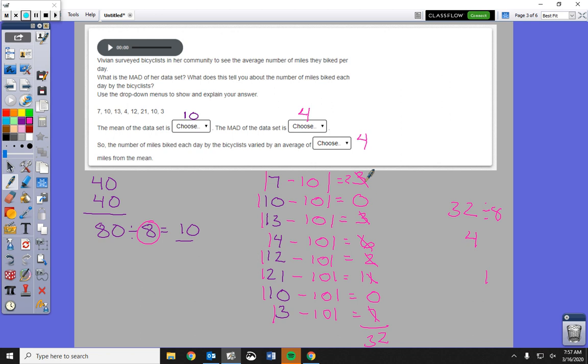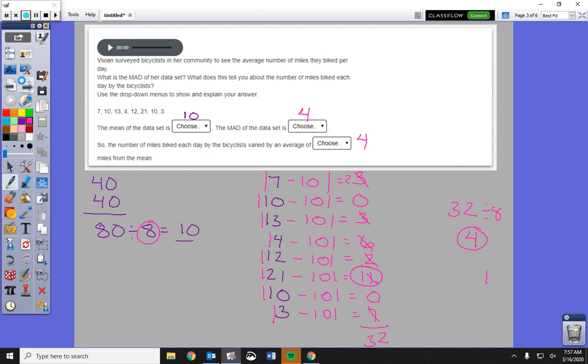Now, if we take a look, does that mean everybody is 4 miles from the mean? No. Look, we have 3, 0, 3, 6, 2, 11, 0, 7. Actually, nobody was exactly 4 miles from the mean, but it's the average. And again, the person who biked the most, 21 miles, deviated 11 miles from the mean. Doesn't mean that the largest number from the mean was 4. We're talking average here, boys and girls. We take all values into consideration.